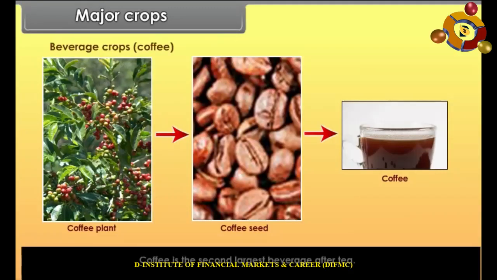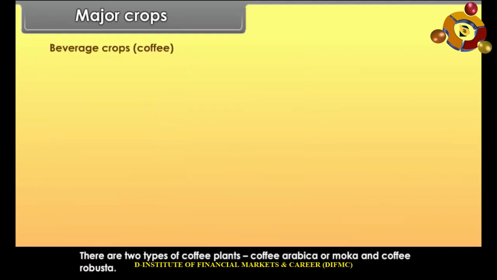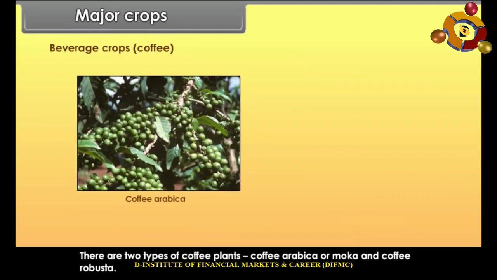Coffee. Coffee is the second largest beverage after tea. The coffee plants are cultivated for seeds and beans, which are roasted and sold for brewing coffee. There are two types of coffee plants: Coffee Arabica or Mocha and Coffee Robusta.